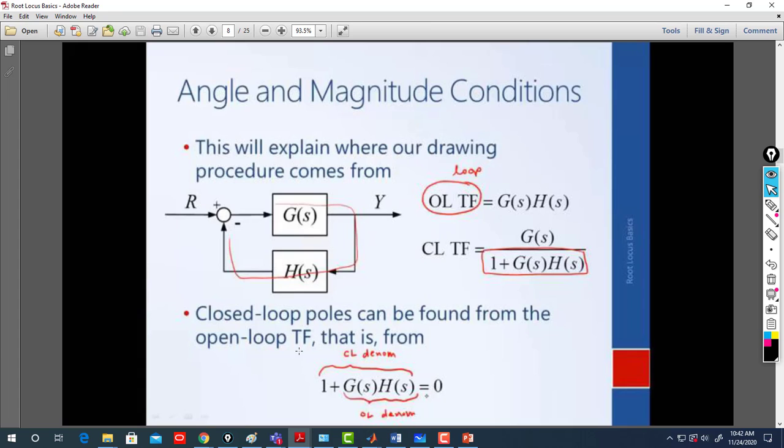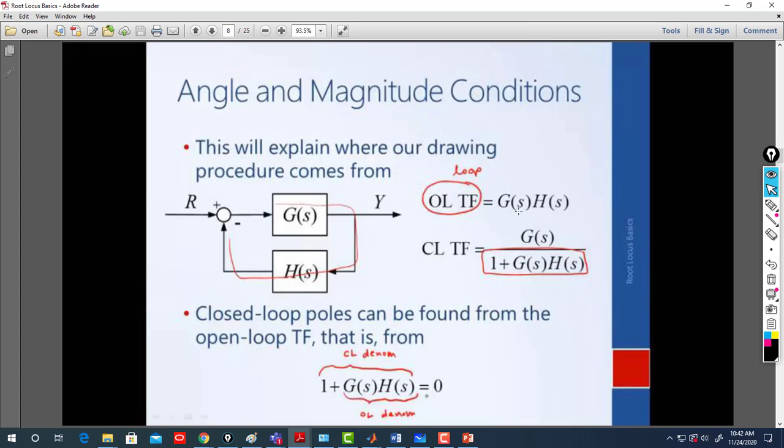Take the general case. Now I have plant G and I have a sensor dynamic in the feedback. It's not unity feedback now. I have a transfer function H in the feedback. Then the open loop transfer function is G times H. The closed loop transfer function is forward over 1 plus loop. Closed loop poles can be found from the open loop transfer function, that is from 1 plus GH.